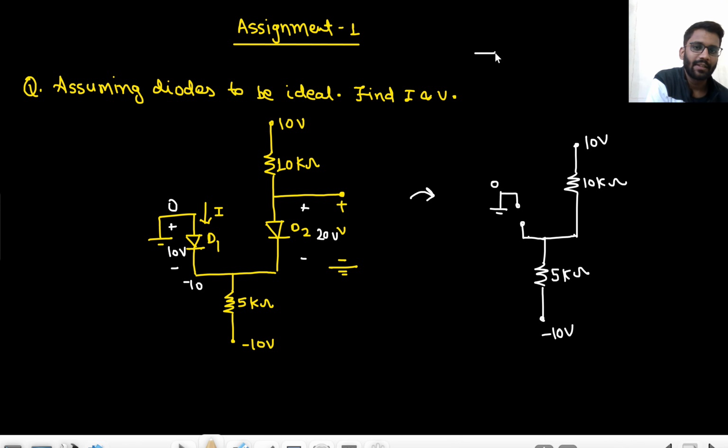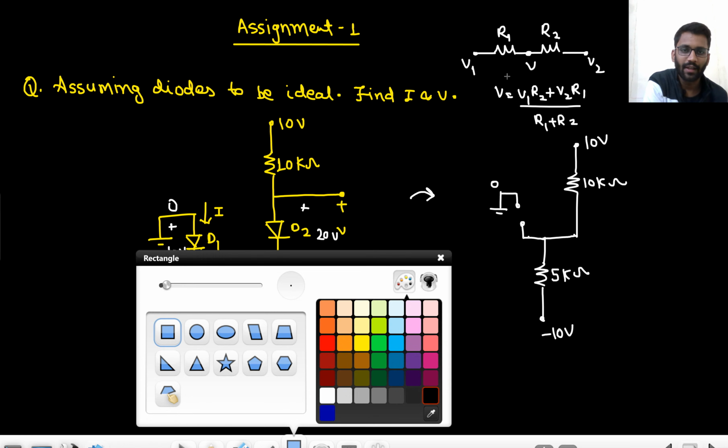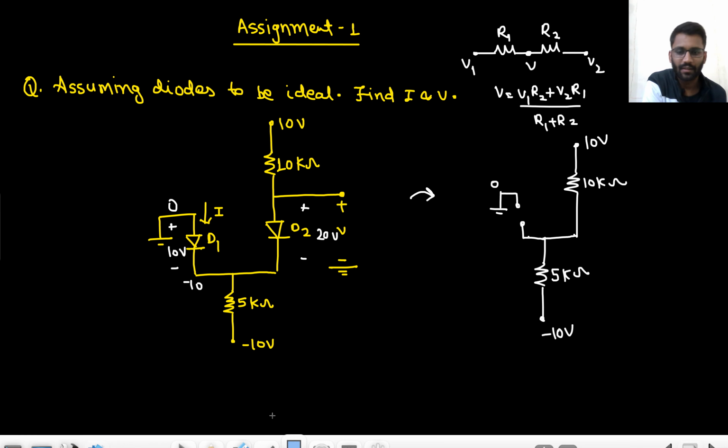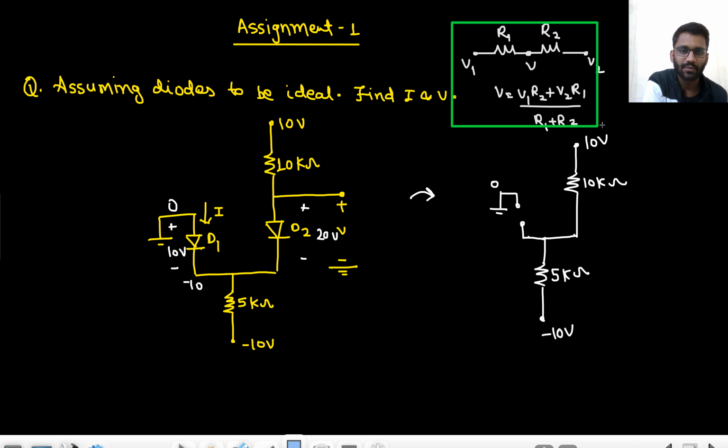Now I have told you one method, and I will be using this again and again in analog electronics, everywhere. If there is potential V1 here and potential V2 here, what will be this potential? This potential V will be (V1 R2 plus V2 R1) upon (R1 plus R2). In network analysis, we studied it. So again and again I will be using it in this analog electronics subject, so you should remember it.